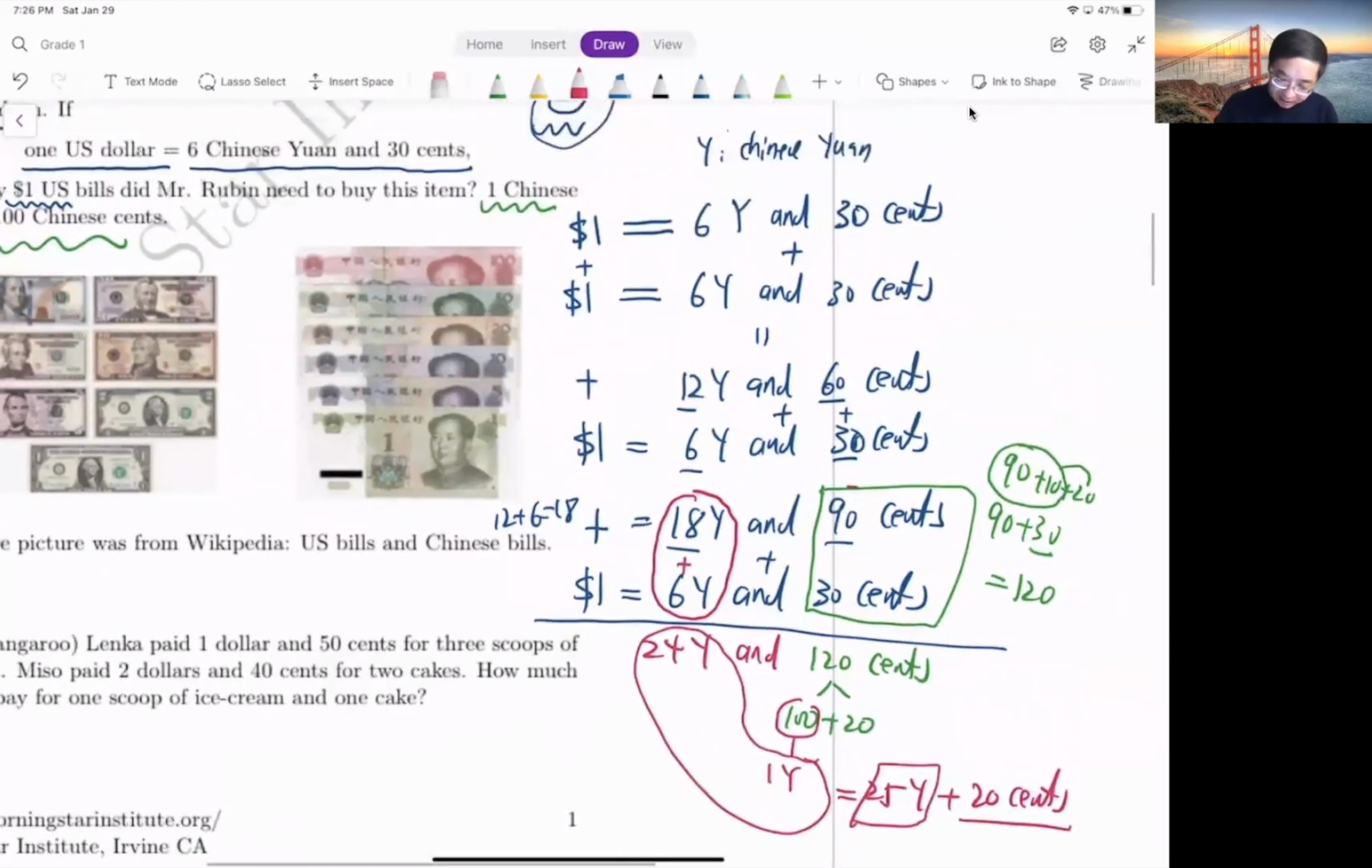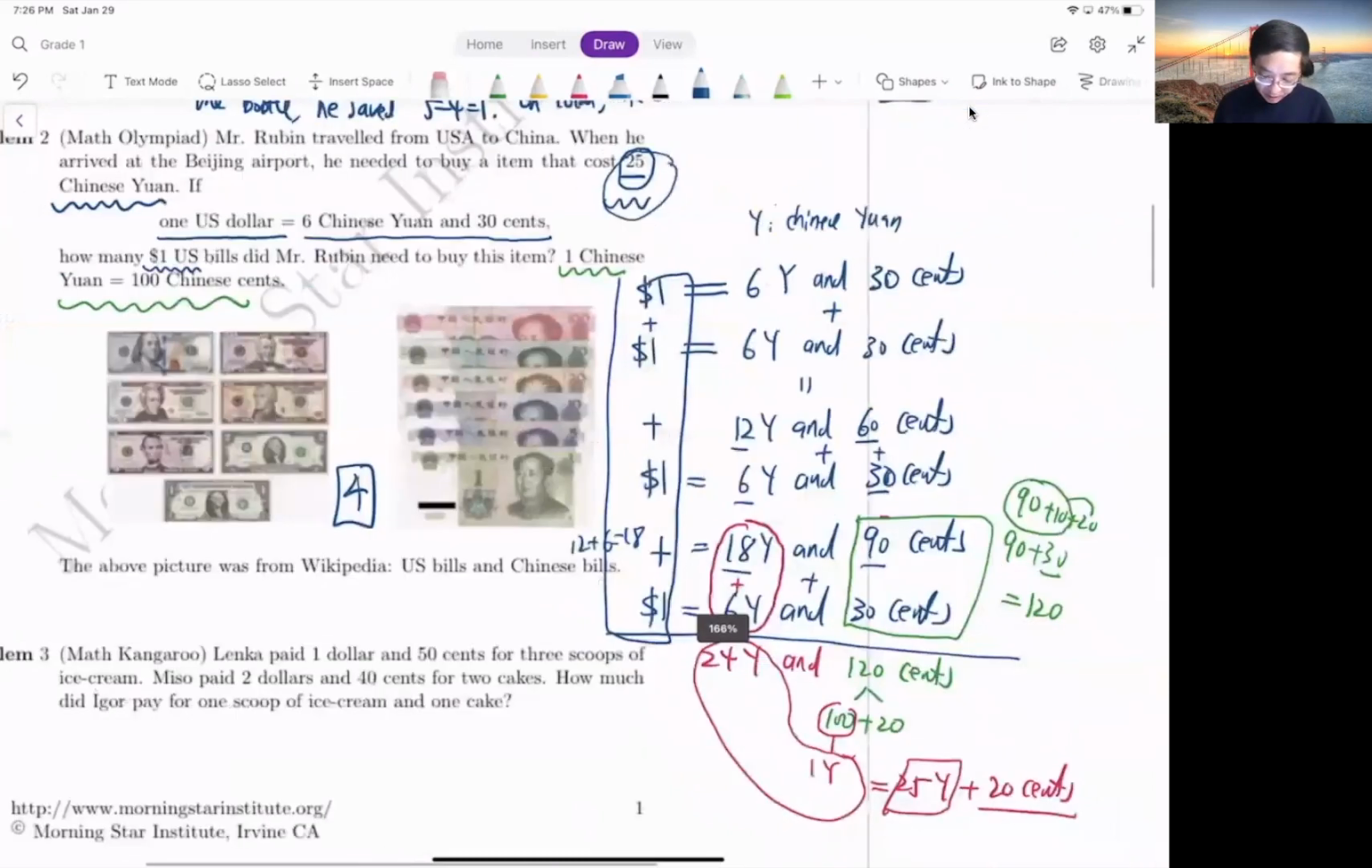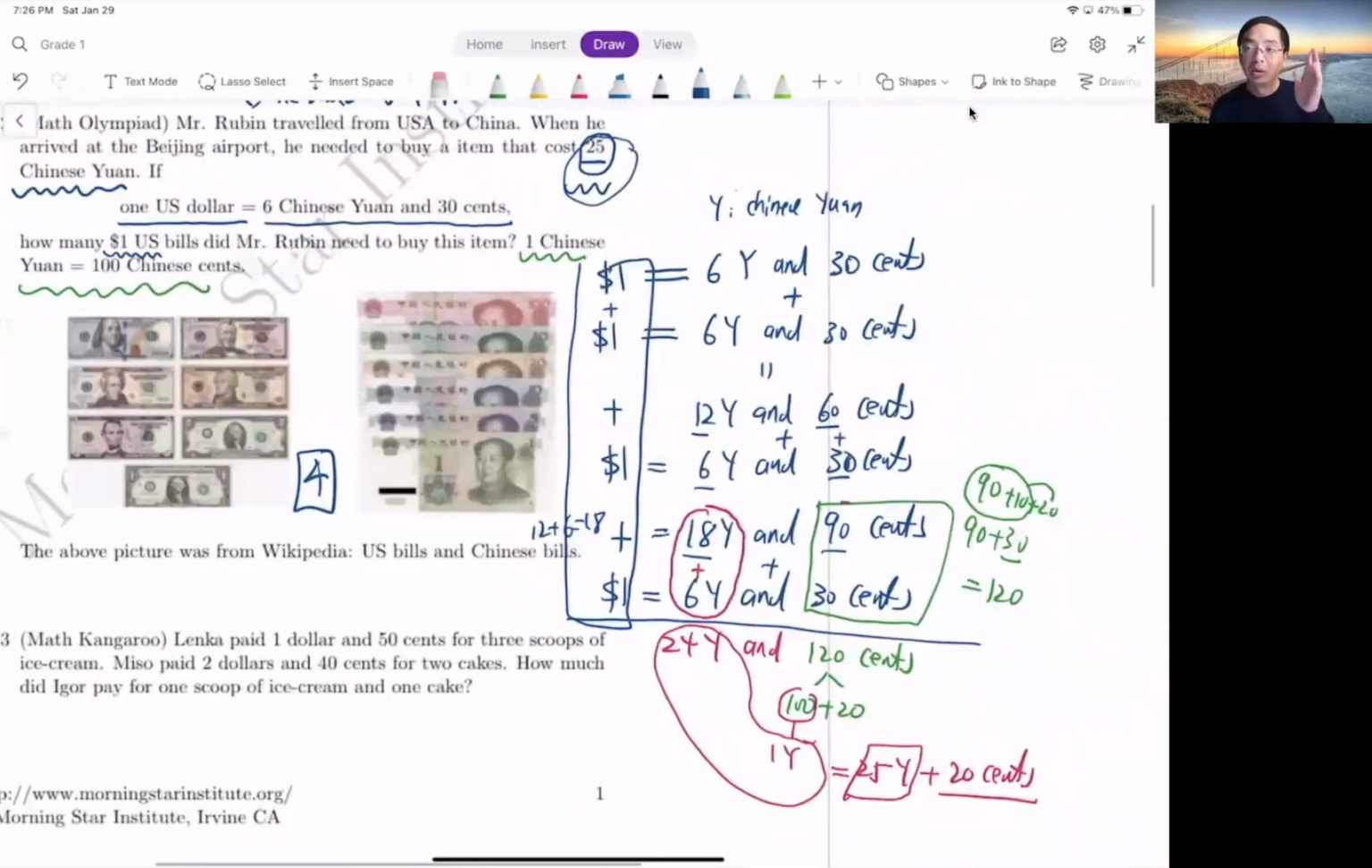Okay, so the answer is we just need 4 of them. So we need 4 $1 bills. Mr. Rubin needs 4 $1 bills to pay this item that costs 25 Chinese yuan.